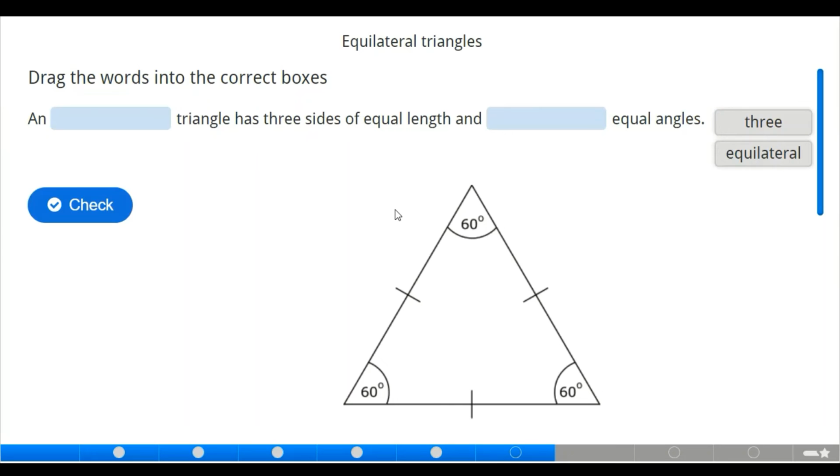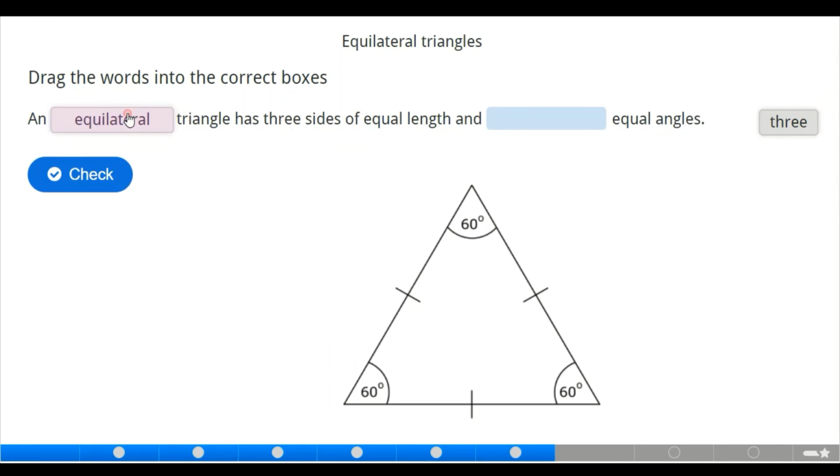Okay, now we have an equilateral triangle. From the word itself, equilateral, we should know that all the sides of this type of triangle are equal. All three sides of the triangle are equal, and they also have equal angles. Look at this: this side is equal to this side and equal to this side. And if you look at the picture here, the 60 degrees here is also the 60 degrees that we have here, and also the 60 degrees that we have here.